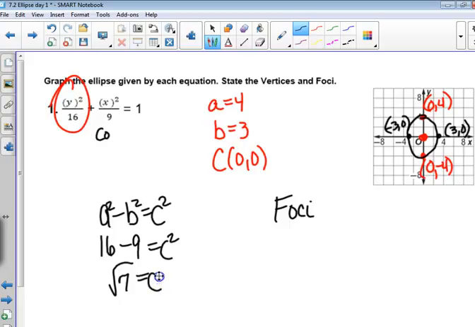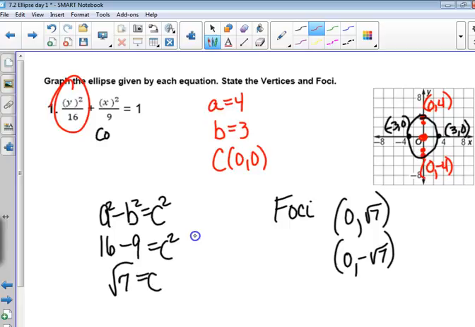Okay, works for me. We got square root of 7 for C. Now, which axis is that, going up and down or across? It's on the major axis, so it's going up and down from 0, 0, which means it goes where? 0, square root of 7 and 0, negative square root of 7. Because it's on the y, it's going up and down. So square root of 7 is like 2 point something. It's just inside there a little bit.